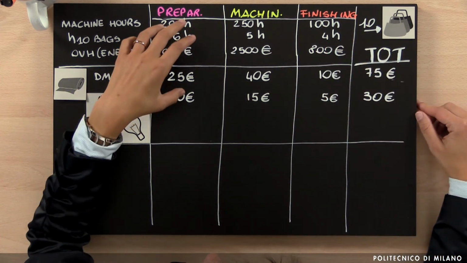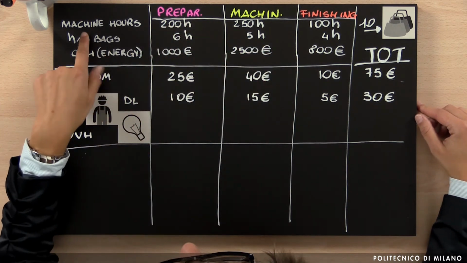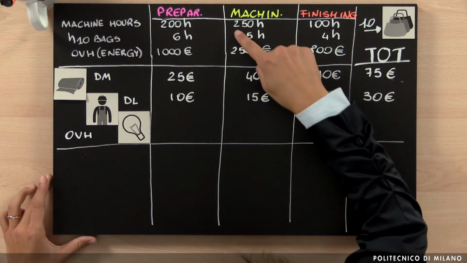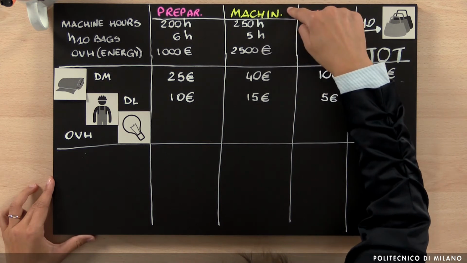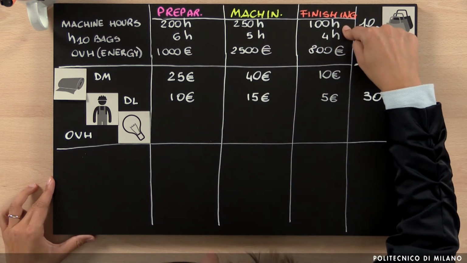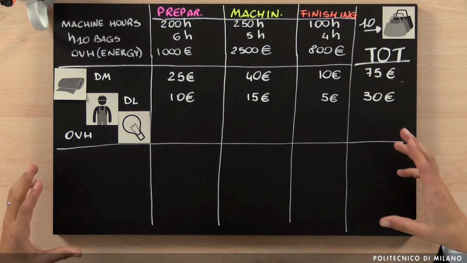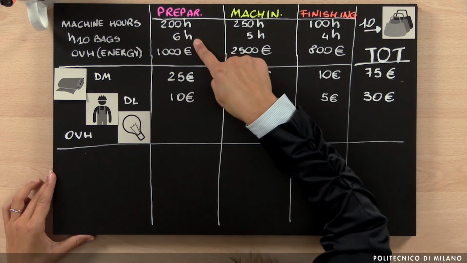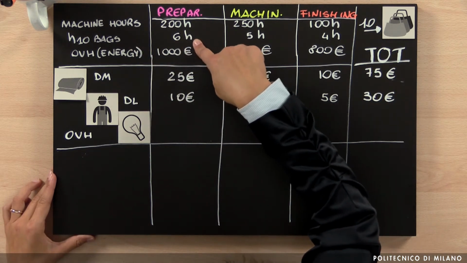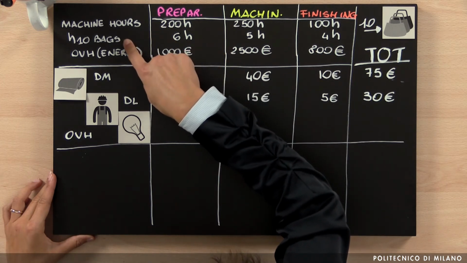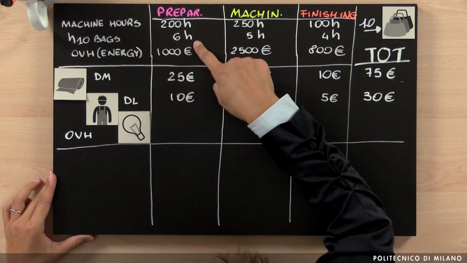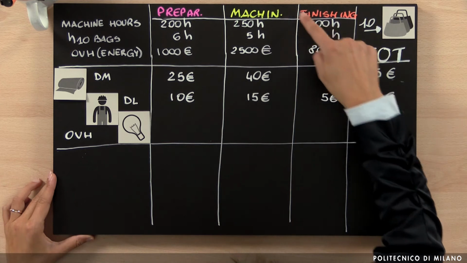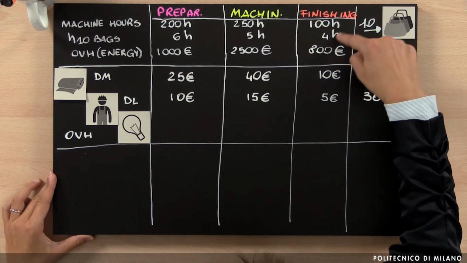We know that we have machines inside each department, and then we have that the total machine hours within the preparation department is 200 hours. Then we have 250 hours of machine hours within the machining department, and then 100 hours within the finishing department. These are the total number of hours within each department of machine work, of course. Then we have the number of hours for which the machines have been used in order to realize our job of 10 bags. So we need 6 hours of machine working in order to realize the bags within the preparation department. Then we need 5 hours within the machining department, and then the job absorbs 4 hours within the finishing department.